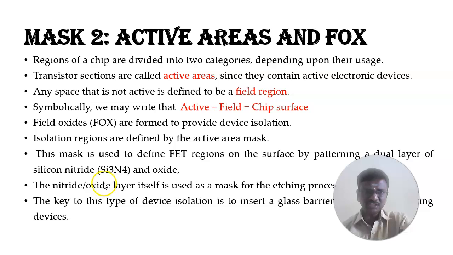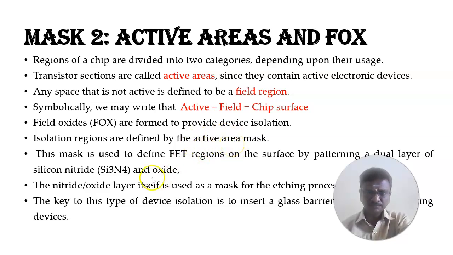These oxides are formed to provide isolation. Actually we want to differentiate one level from the other level, or one mask from the other mask. So to create isolation between 2 layers, we are using these field oxides. The isolation regions are formed or defined by these active areas of the masks.